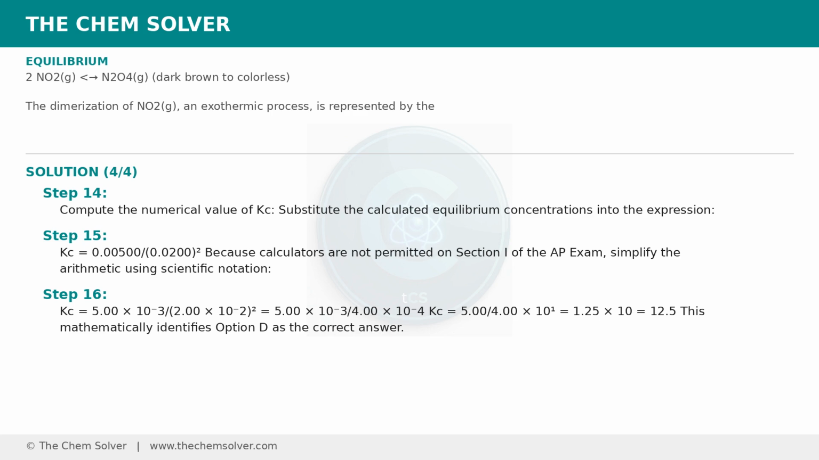Simplify the arithmetic using scientific notation. Kc equals 5.00 times 10 to the power negative 3 over (2.00 times 10 to the power negative 2) to the power 2, which is equal to 5.00 times 10 to the power negative 3 over 4.00 times 10 to the power negative 4. Kc equals 5.00 over 4.00 times 10 to the power 1, which is equal to 1.25 times 10, which is equal to 12.5.